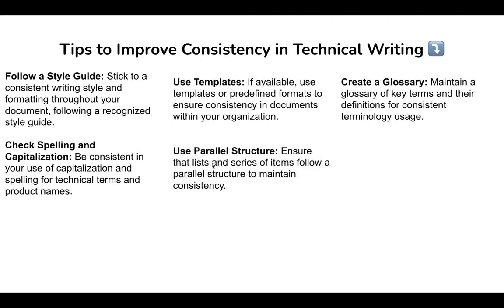So the next one is using a parallel structure. So ensure that lists and series of items follow a parallel structure to maintain consistency. Right? Just make sure they have a proper structure so that people can know that okay, this is a list, or this set of items are related. This could mean you use lists or you use tables, but just group things in a structure that shows that okay, these things are related. This one is not related, this is related.